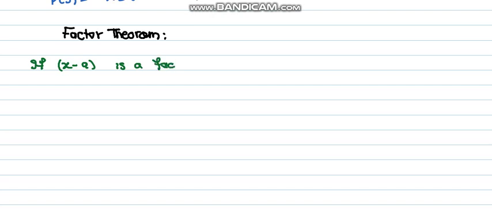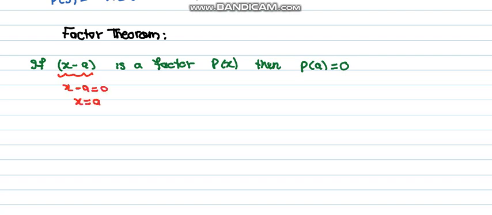So let's continue with our remaining chapter of polynomials. So let's start with factor theorem. The statement says that if x minus a is a factor of p of x, then p of a is equal to 0. So that implies that x minus a is equal to 0, make x the subject and substitute the value of x in p of x.